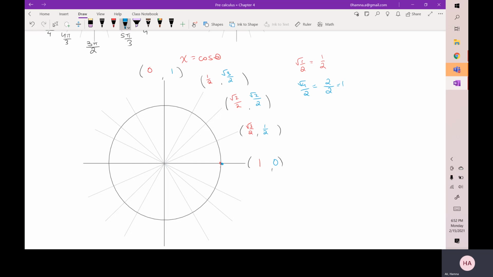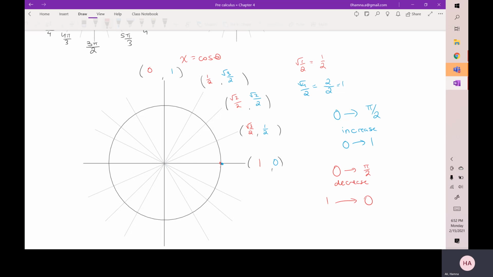So with sine of theta, as you go from 0 to pi over 2, you're going to increase from 0 to 1. Those are the values you have. For cosine of theta, as we go from 0 to pi over 2, you're going to decrease. You're going to start at 1, and you're going to end at 0. And then everything else is just an extension of those coordinates that we have.